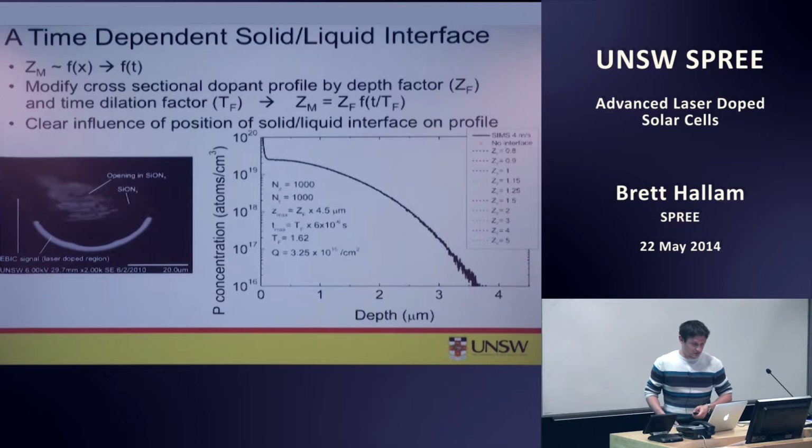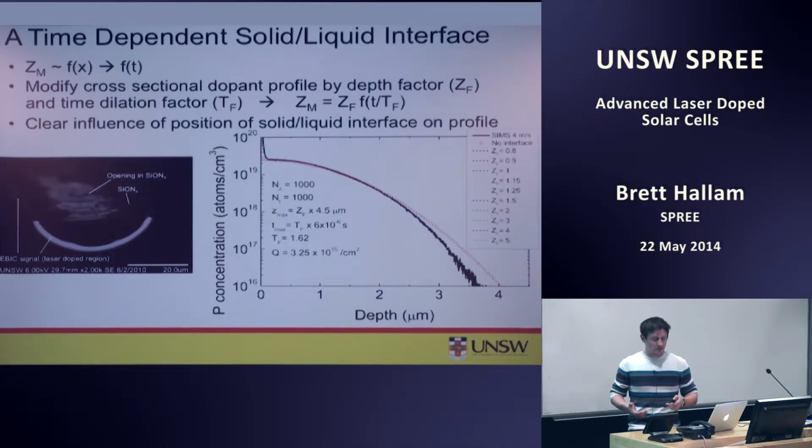So if we start to look at the influence of the solid-liquid interface, taking again this SIMS profile at 4 meters a second, if we have a conventional Gaussian diffusion profile without any influence of the solid-liquid interface over the same kind of time regimes, we don't have a junction depth as deep as what we would expect.